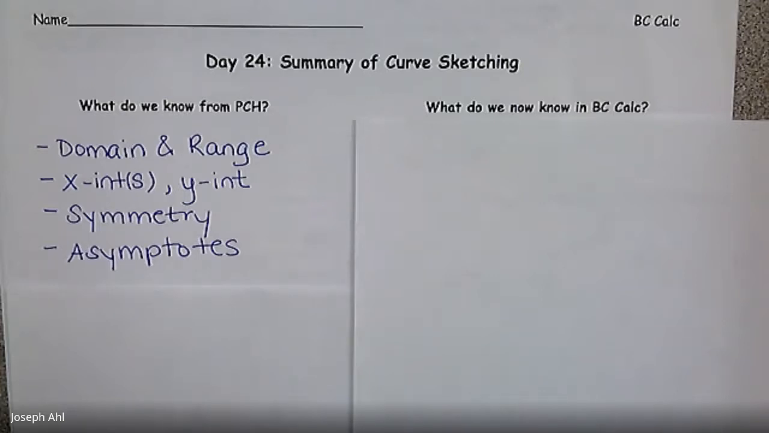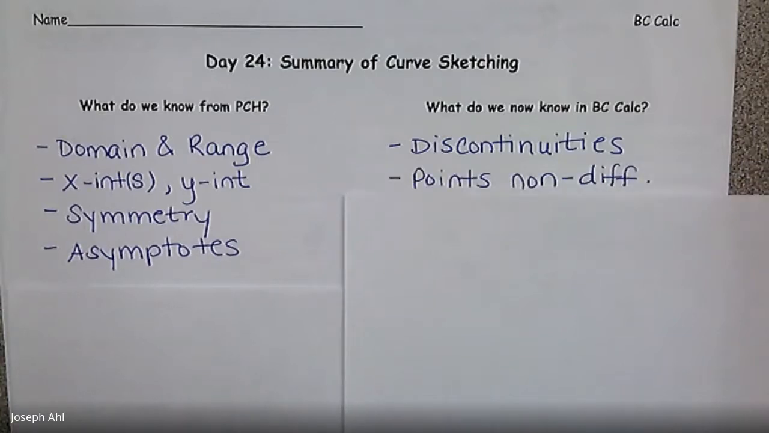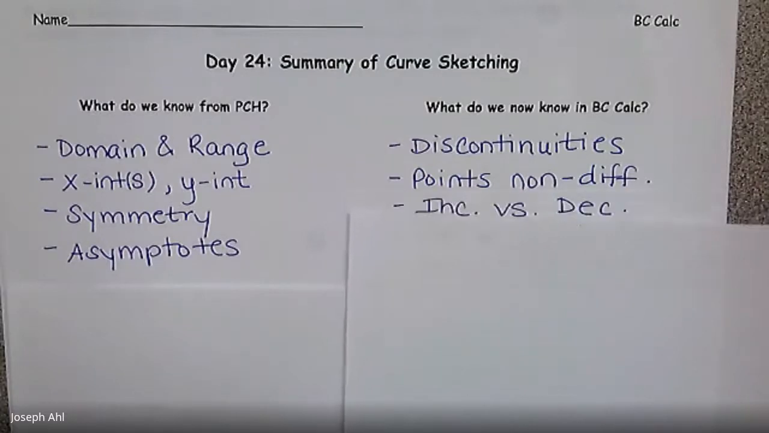What do we now know in BC Calc? Here's a quick list of things. Well, this is something you probably could have put in PCH as well. You talked about discontinuities last year. Knowing where certain functions are discontinuous maybe even plays a hand in talking about asymptotes in certain instances. Points where a graph is non-differentiable. So that's something that we've discussed, as far as if we have these sharp, ouchy corners on the graph, or discontinuities, which are definitely places where the graph is non-differentiable.